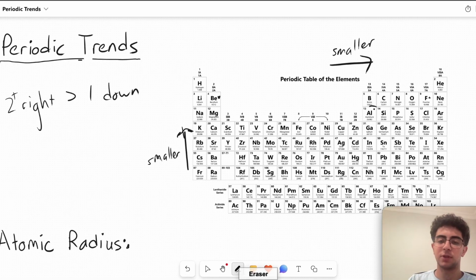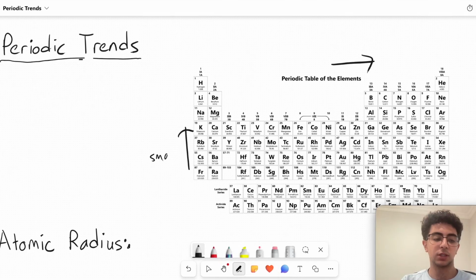You will pretty much never be asked to compare something like Si and As because that's usually a toss-up. But the general rule is if it's 2 to the right, usually that effect will be bigger. So Se will be smaller. So this is the most important trend to understand. Now let's move on from here.